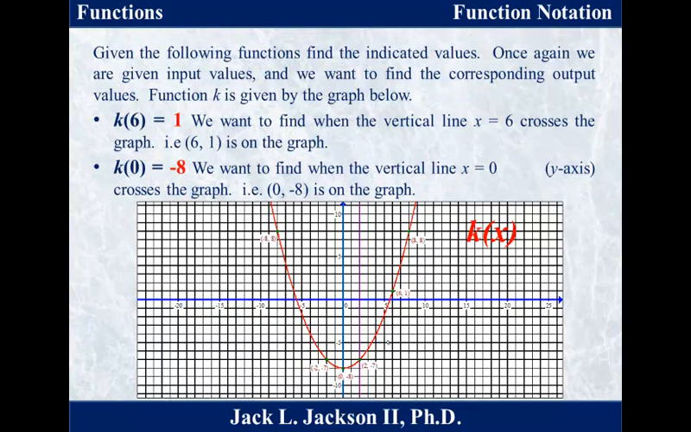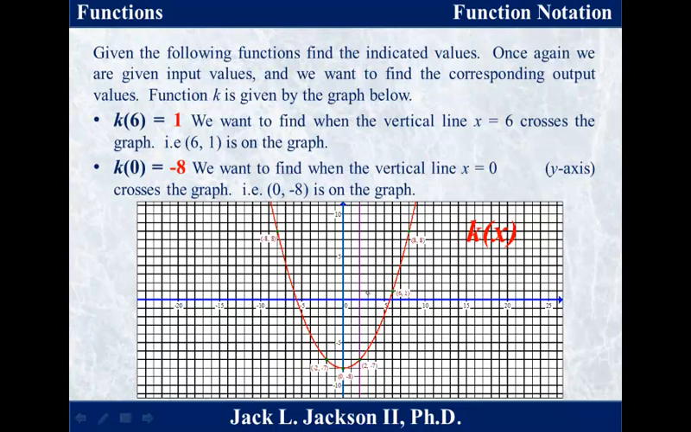Now, the way you do that from a formula, table, or graph is slightly different, but it's still basically the same idea. So when I'm looking at k of 6, I'm looking at the graph here, and I'm finding when x is 6. So I'm looking at a vertical line here at x equals 6, seeing where that crosses the graph, which is right here at this green point, and I see that that has a coordinate of 6, 1.